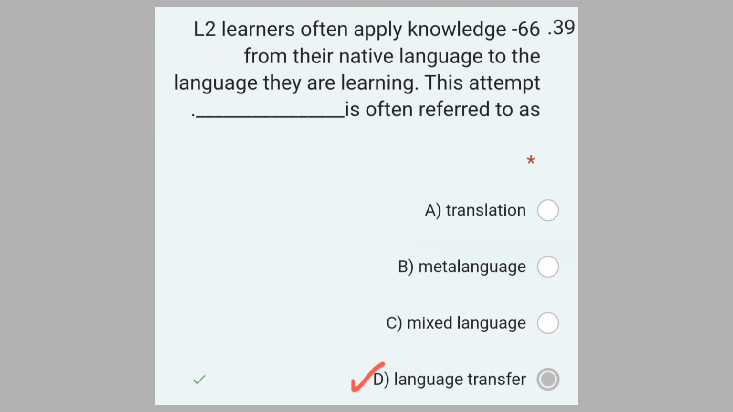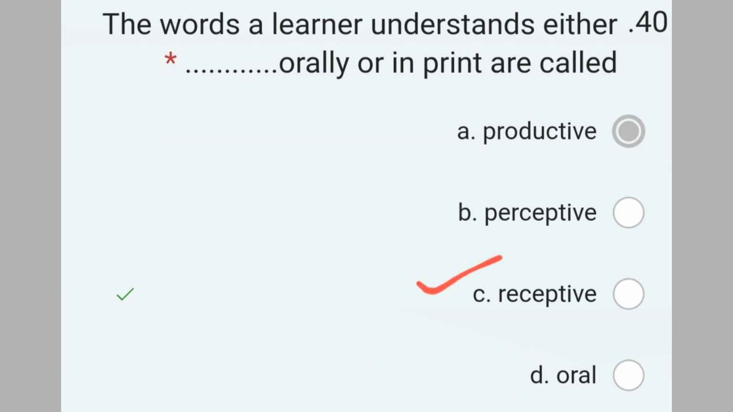39. L2 learners often apply knowledge from their native language to the language they are learning. This attempt is often referred to as: A. Translation. B. Metalanguage. C. Mixed language. D. Language transfer. 40. The words a learner understands either orally or in print are called: A. Productive. B. Perceptive. C. Receptive. D. Oral.